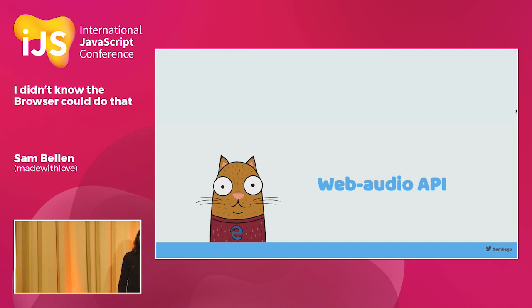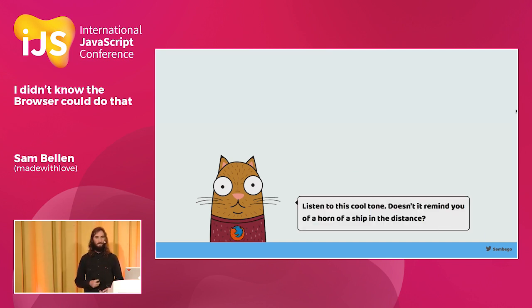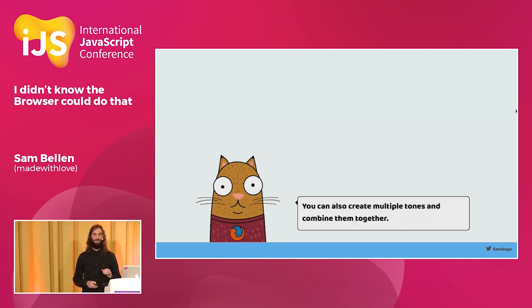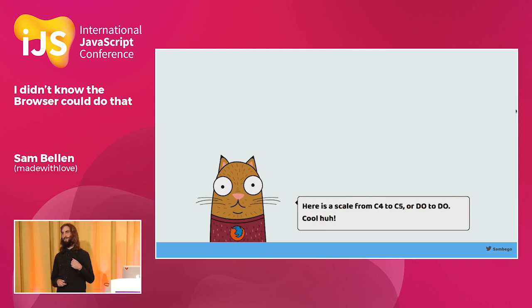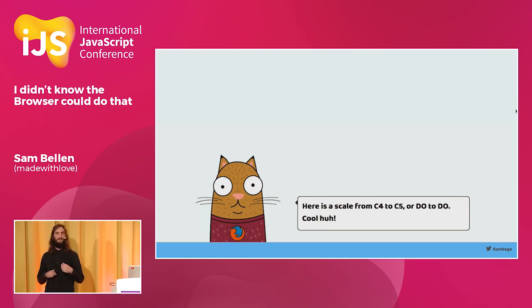I am not going to talk too much about this, otherwise you would be here tomorrow morning. But if you want to know more after this presentation, feel free to come and talk to me. So a browser can not only play MP3 files or whatever, it can also create audio. Very impressive note. But you can do stuff like this, which is already a bit nicer. It's a scale from C to C, or Do to Do.